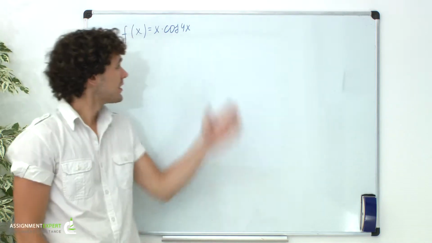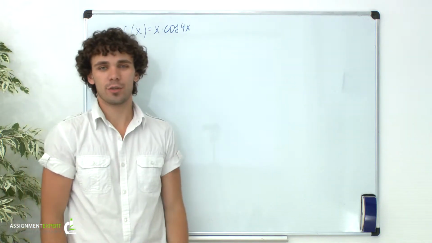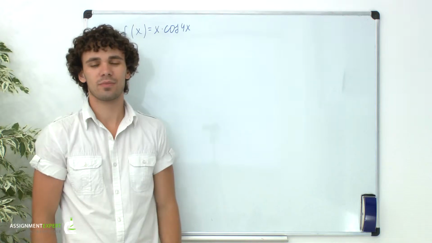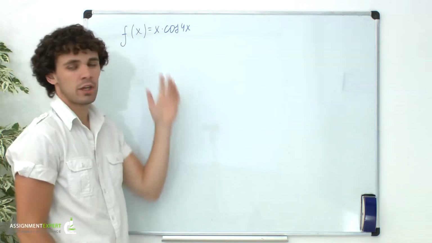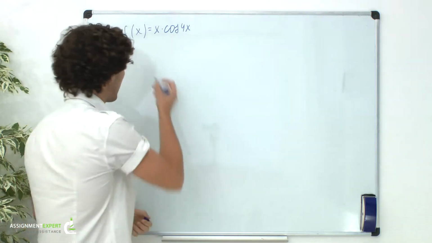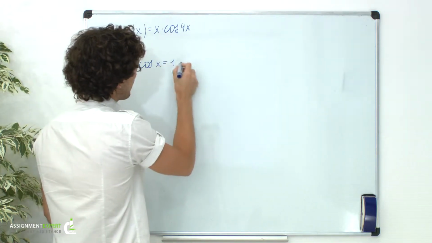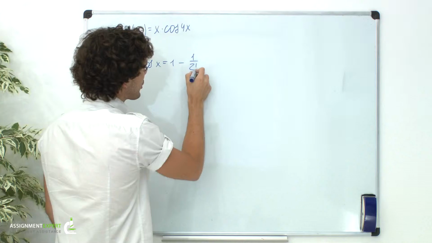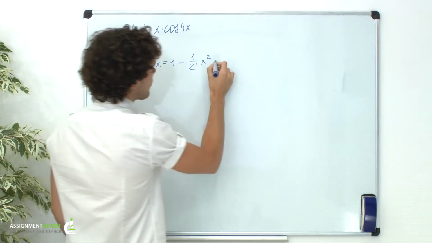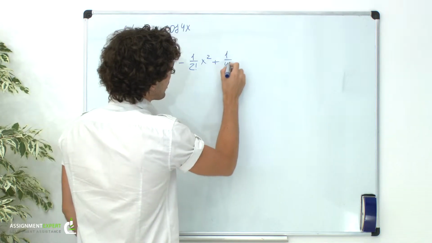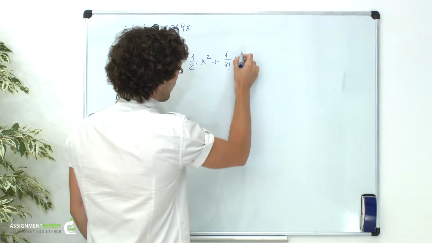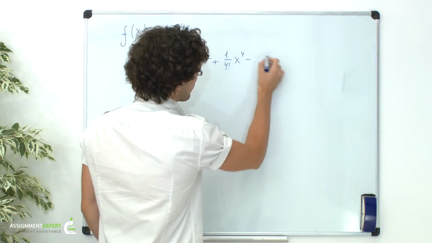Hello guys. Suppose we're given the following function and we need to find its Maclaurin expansion. First of all, notice that we have a cosine function here, and we know its expansion. Cosine of x equals 1 minus 1 over 2 factorial times x squared plus 1 over 4 factorial times x raised to the 4th power, and so on.